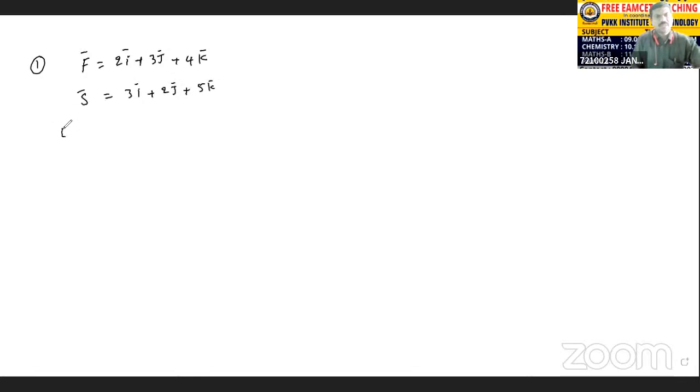Now find out work done. What is the formula? W is equal to the dot product of force and displacement. So substitute the values. W is equal to force 2I plus 3J plus 4K dot S, the displacement, 3I plus 2J plus 5K.